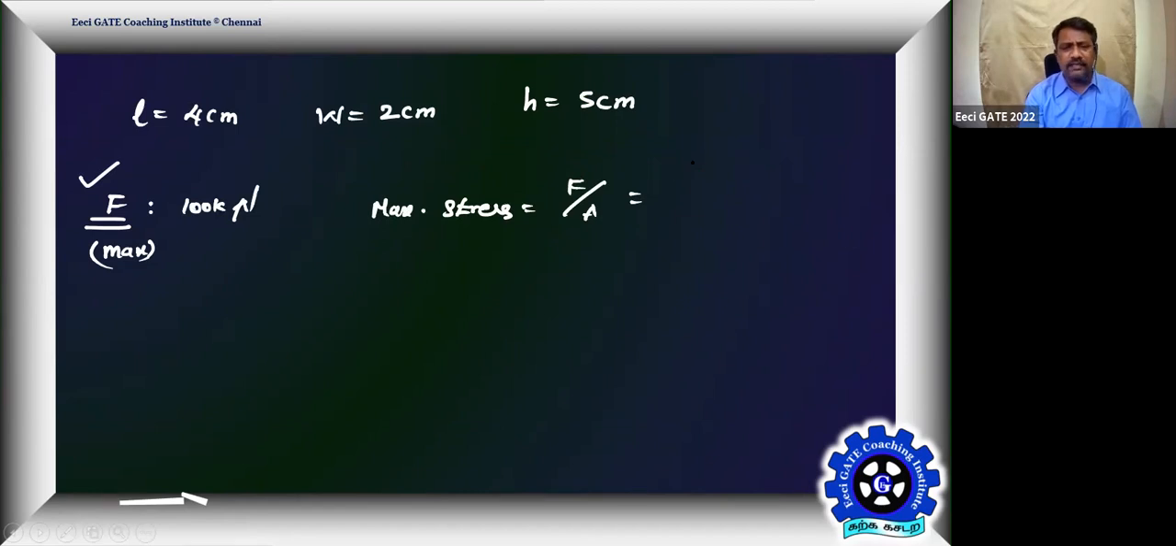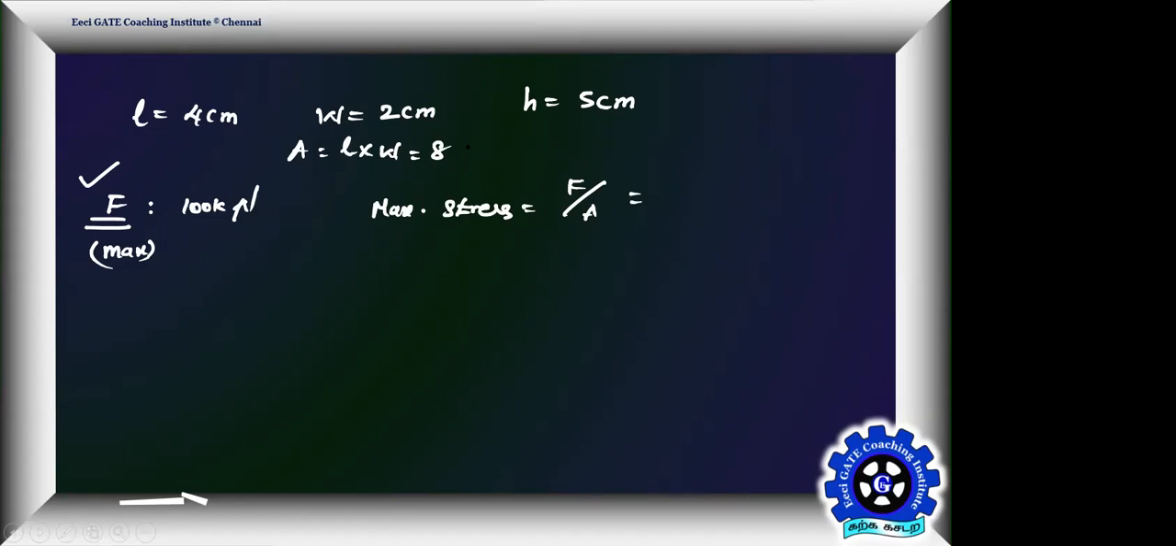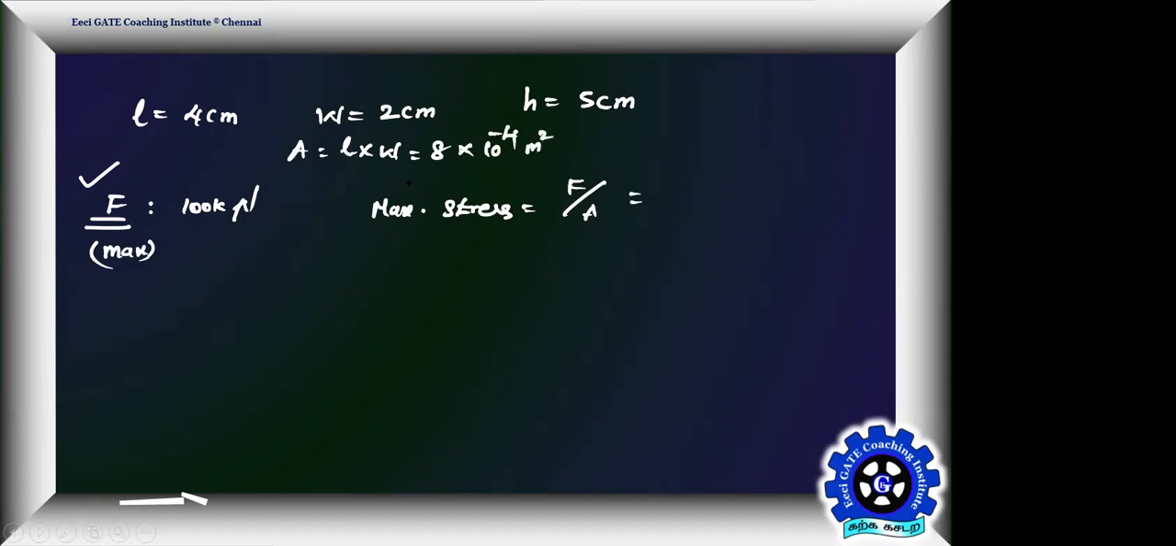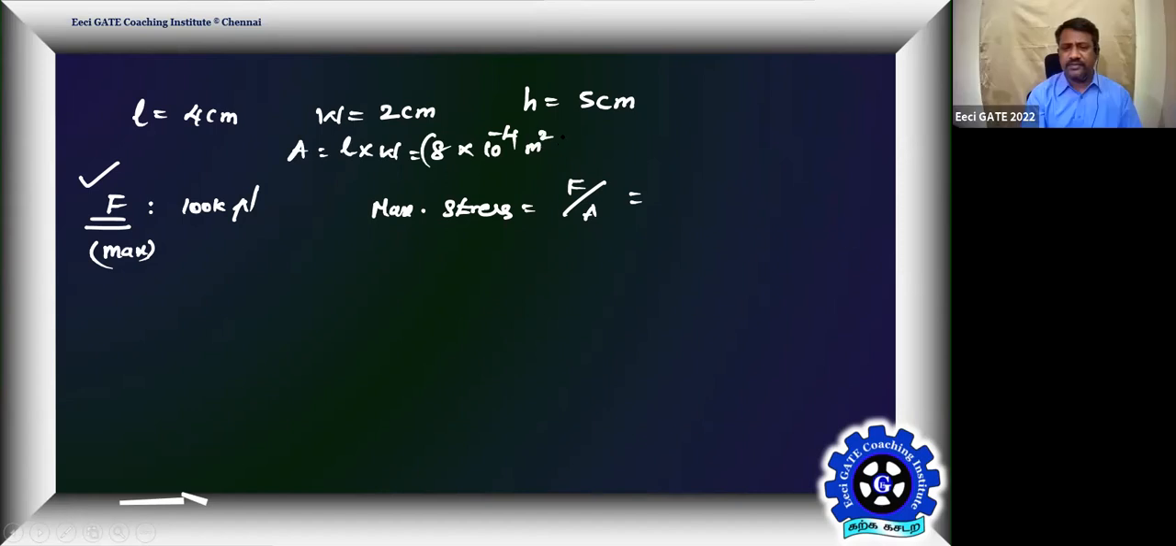So it is nothing but the maximum force divided by the area. What is the area first? Area is length into width. 4 into 2, that is going to be 8 centimeter square. 8 centimeter square means 8 into 10 power minus 4 meter square. Agree? Yes, sir.